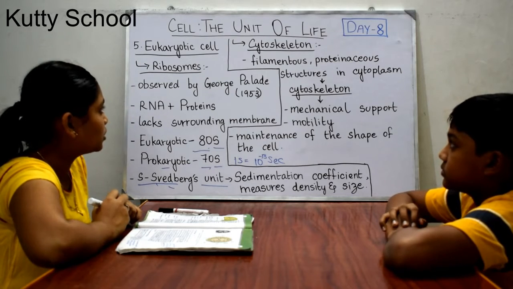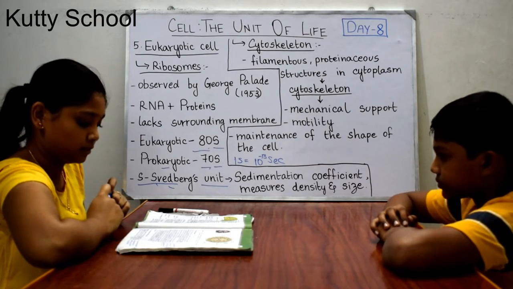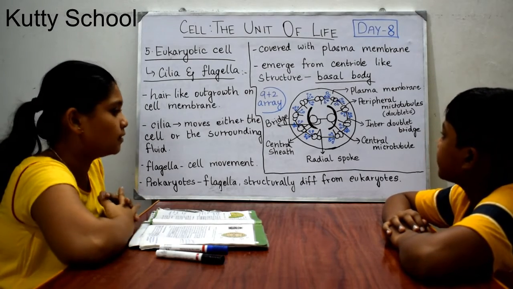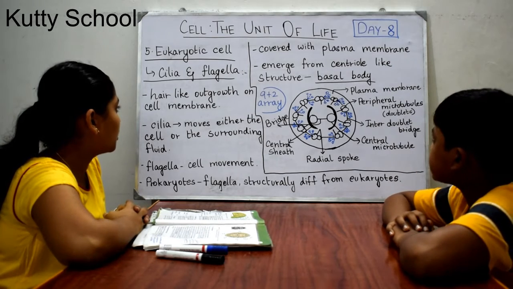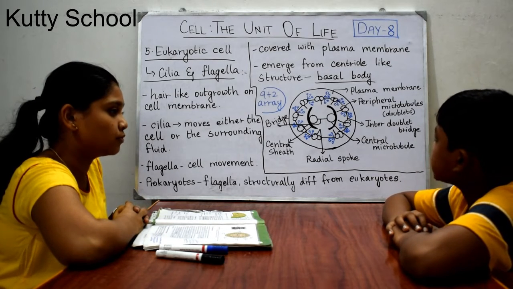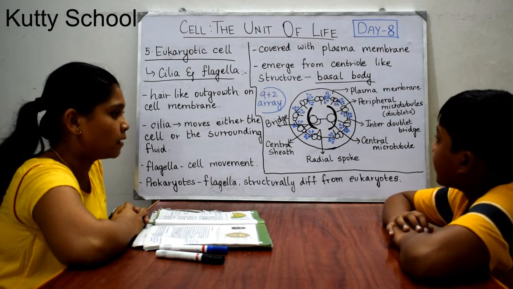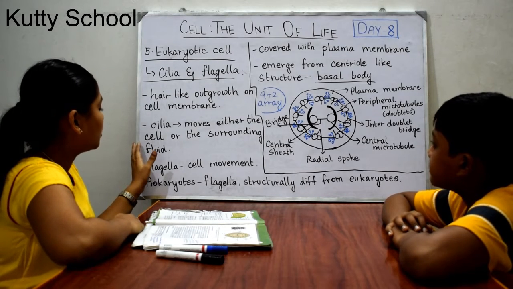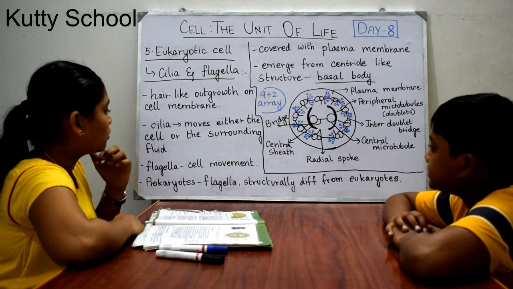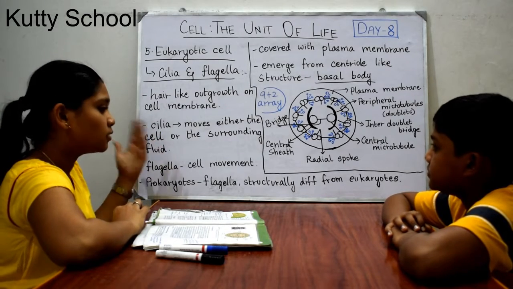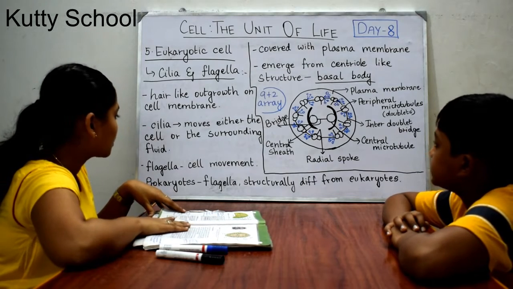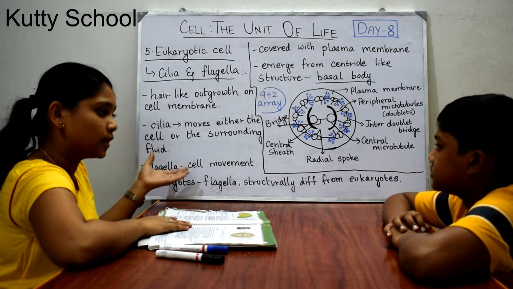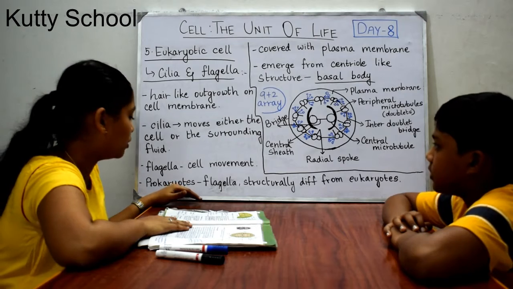Next we discuss cilia and flagella, which are present in eukaryotic cells. Cilia and flagella are hair-like outgrowths that arise from the cell membrane. Cilia help to move either the cell or the surrounding fluid, whereas flagella help only with the movement of the cell. They do not help to move the surrounding fluid.